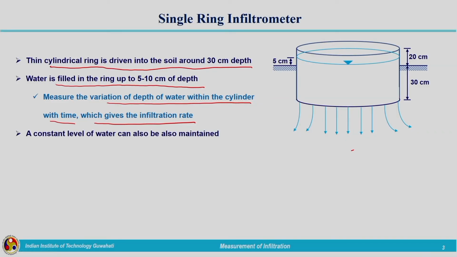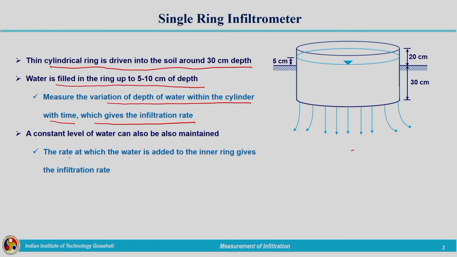Sometimes it can be done in such a way that instead of measuring the lowering of the water level, or how much reduction is taking place in the water level, we can maintain a constant level, and as the level is dropping down, we can add water into the ring in order to maintain that constant level. The volume of water added to the ring and the corresponding time will be noted down to get the infiltration rate. So, it can be done in both ways, either by maintaining a constant head or by measuring the falling head.